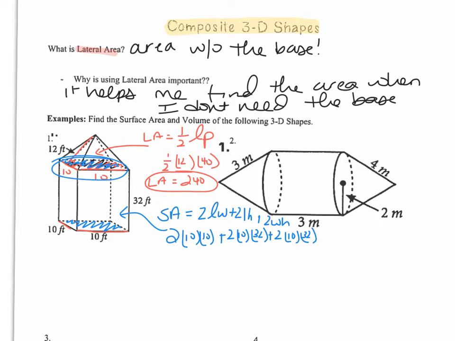I'm going to have to type that into the calculator because my answer key does not look like it has it. So, bear with me here just a second. I have 200 plus 2 times 10 times 32 plus 2 times 10 times 32. I get 1480.